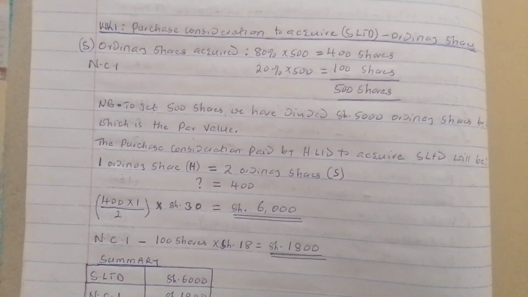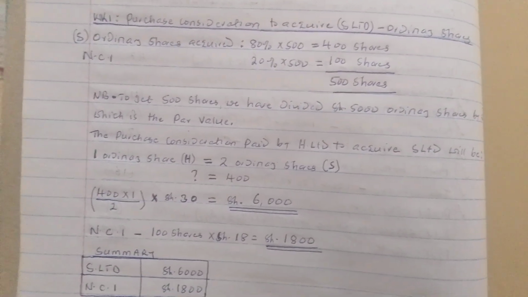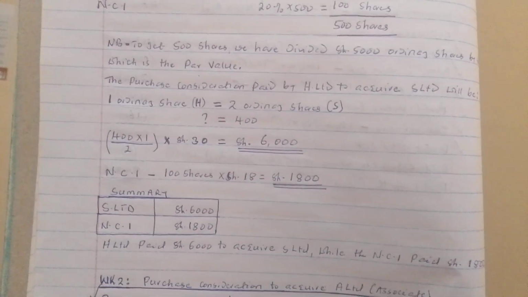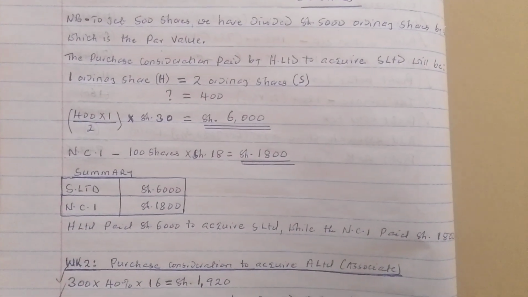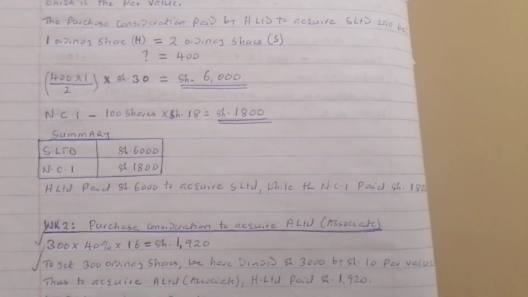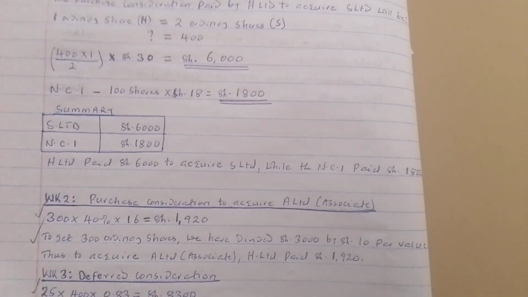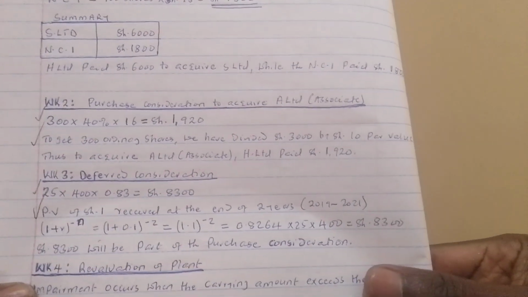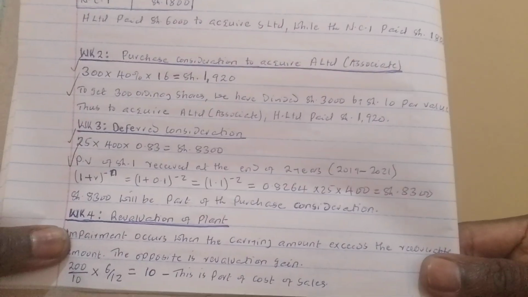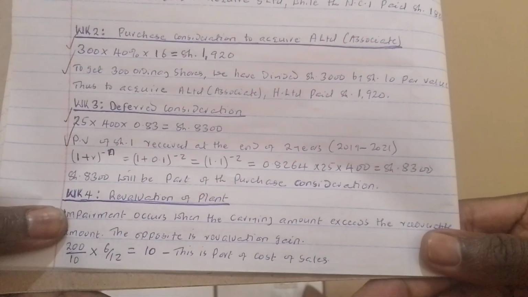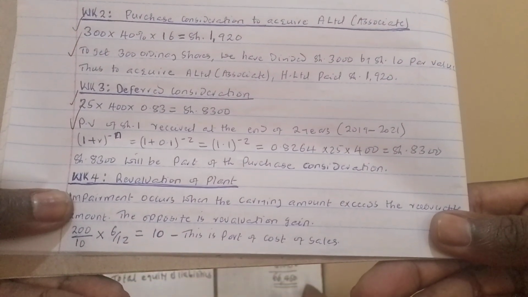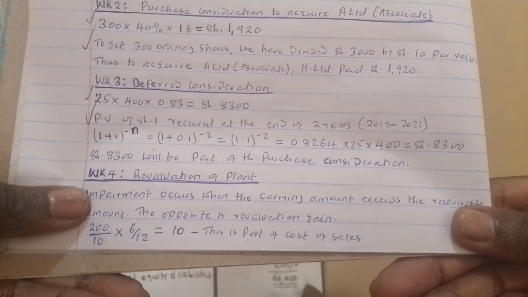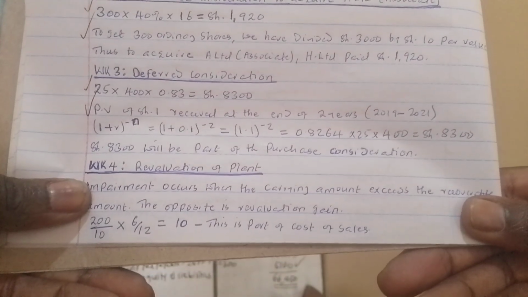We showed our working number 1, purchase consideration to acquire S Limited. We said there were 500 shares. We showed all the calculations up to 6,000, how much the NCI paid. We showed our summary there. Then working number 2 was how much was paid to acquire the associate. Working number 3 was deferred consideration. This amount was to be paid later, but again it forms part of non-current liabilities.